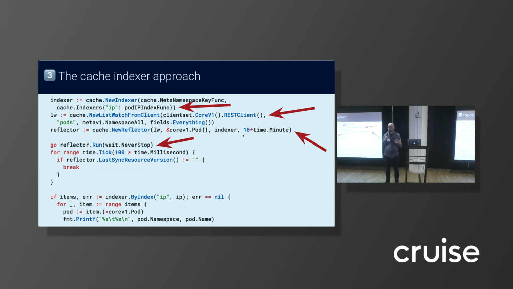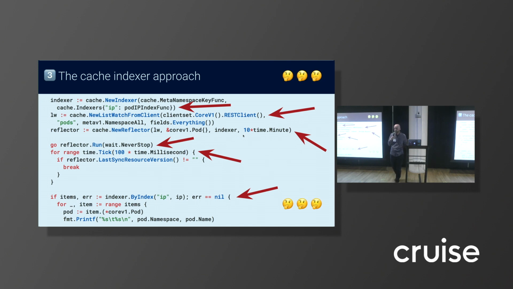This is better than the previous approach because after we start the reflector, we can keep polling to see if the reflector has been updated. And then when we're ready, we just proceed, and then we can find the IP.